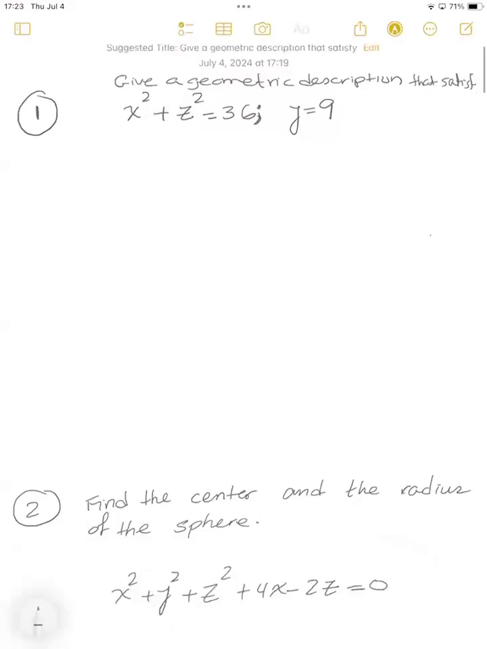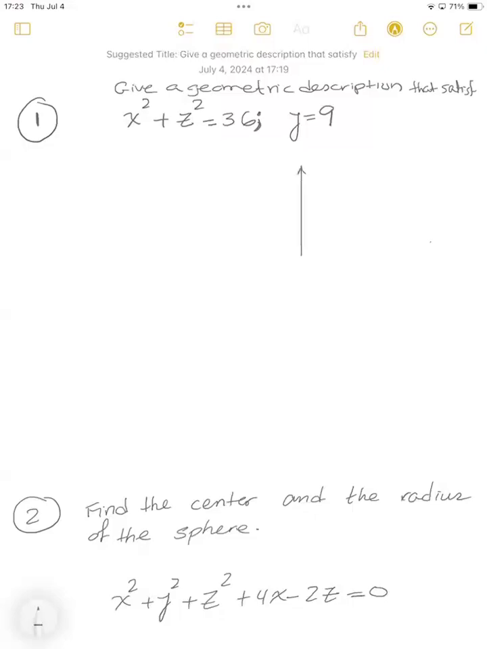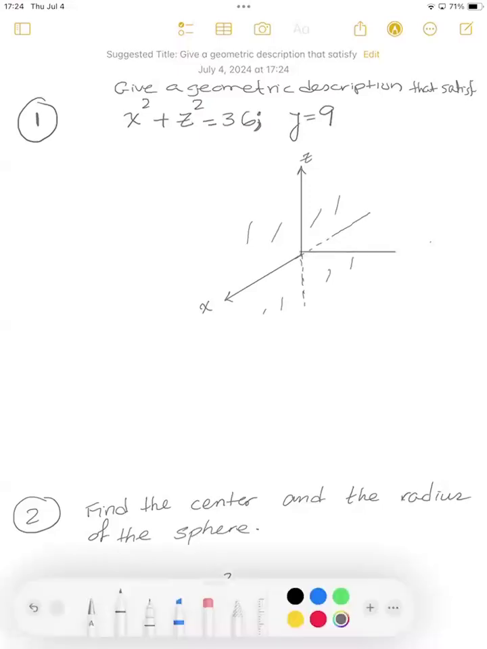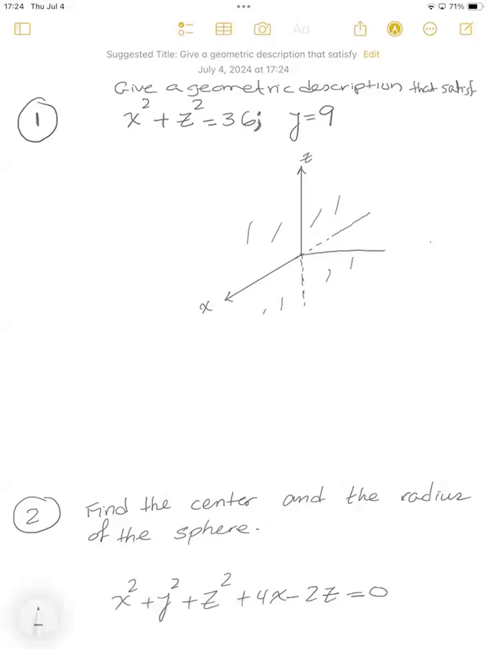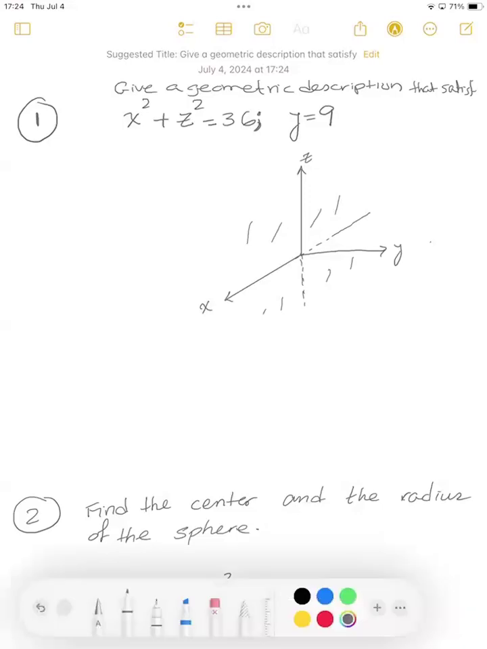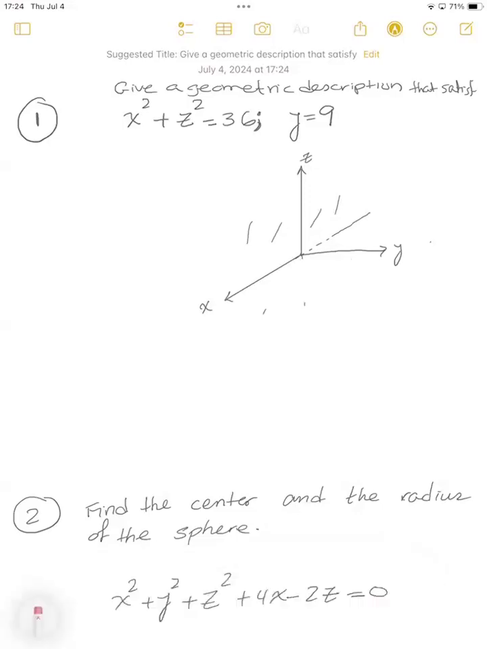So this is the z-axis. This is the x-axis. So this is called the xz plane. And then y is equal to 9 is going to be the equation of a plane that is perpendicular to the y-axis, but it is parallel to the xz plane. So you would have sort of, I'm just going to get rid of some of these here so it doesn't get too busy.